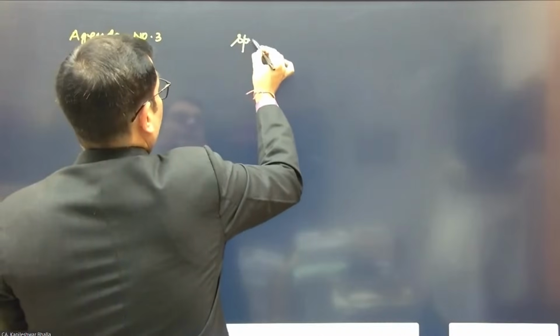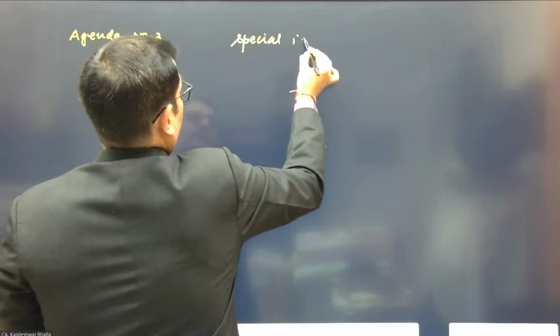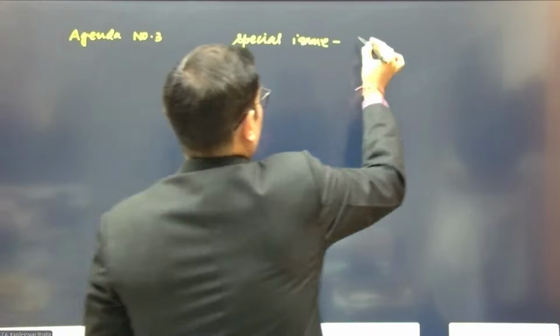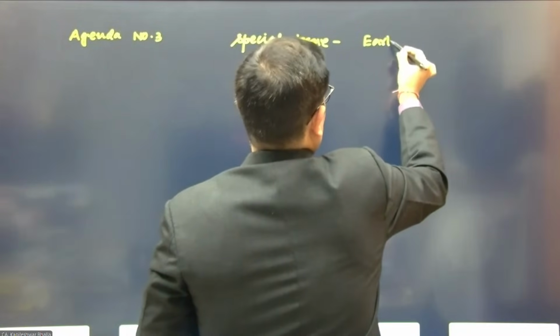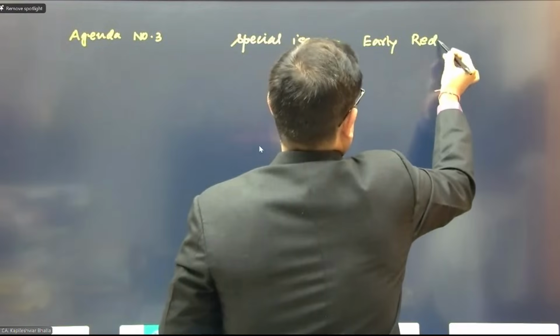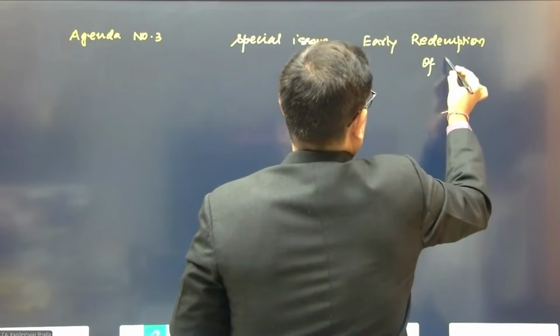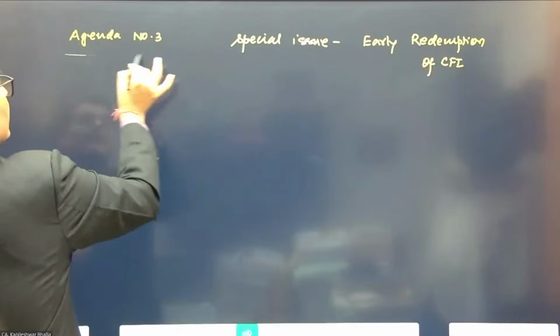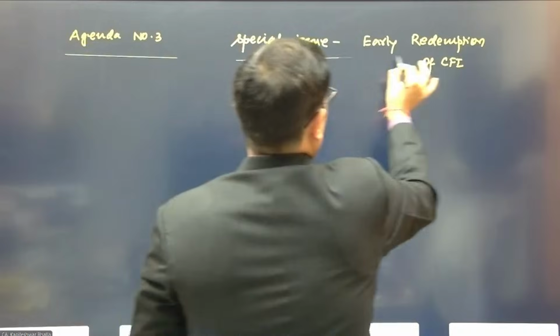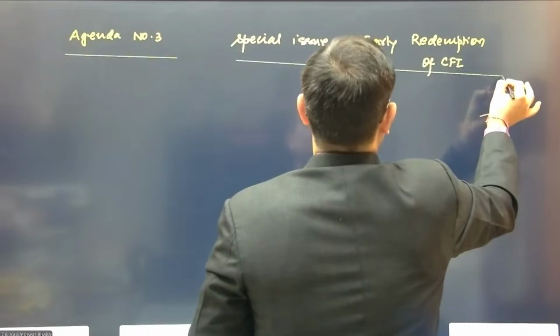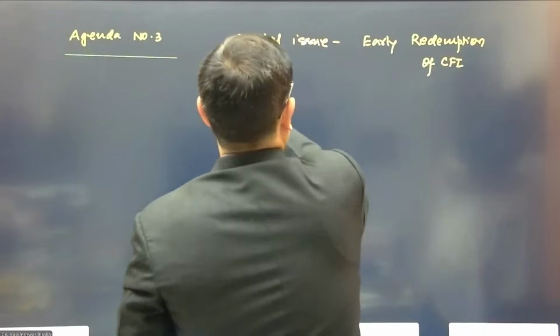We are on agenda number 3 and we are discussing the special issue that is called early redemption of CFI. So I'll give you my example to illustrate this. Then we can come back to the illustration 32 and you will be able to manage that illustration very well. Okay, so let's underline this.